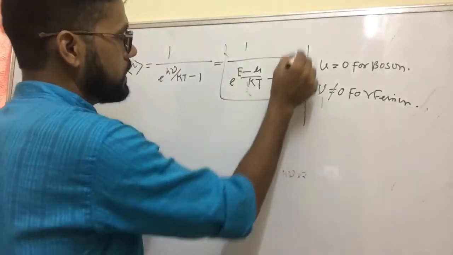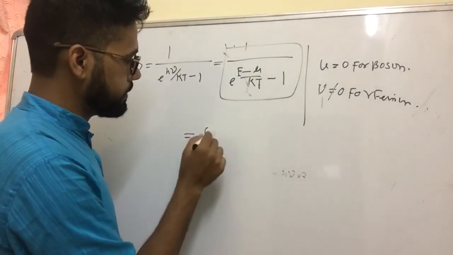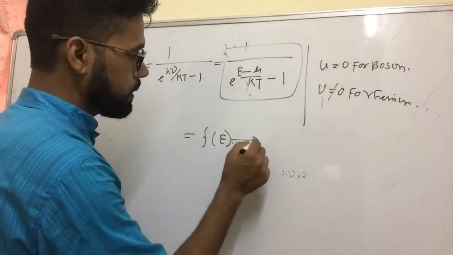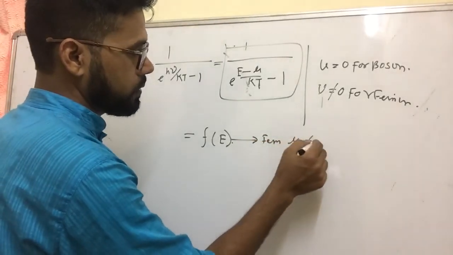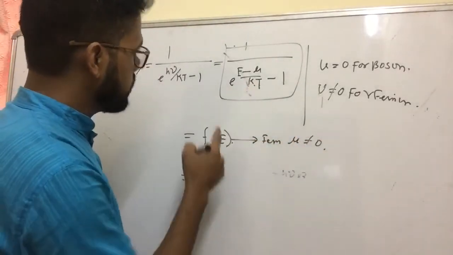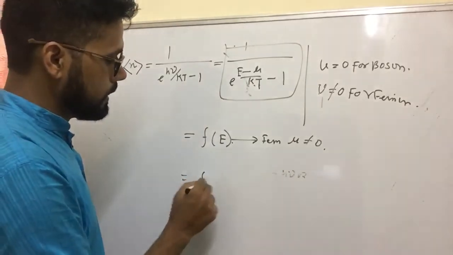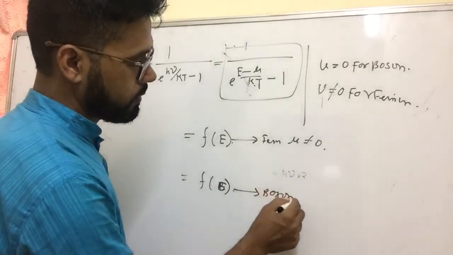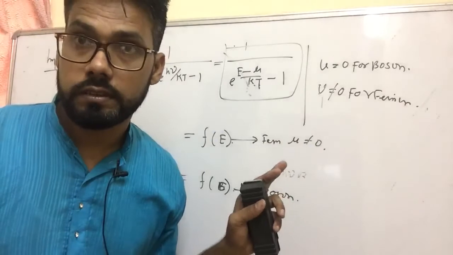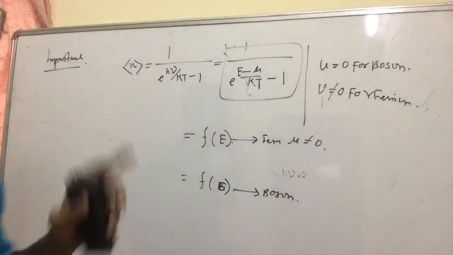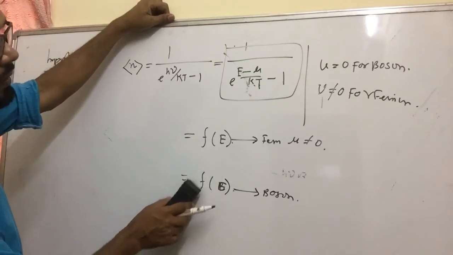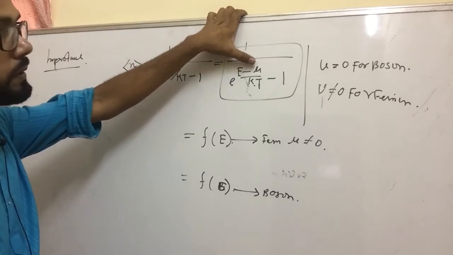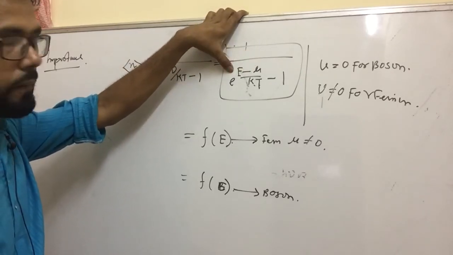So this function is the probability function we represent as F, if it is fermion. If it is boson, then mu equal to 0, and this equation becomes the Bose-Einstein function. This is known as a probability function. So average number means probability function. This is the Fermi function. Remember this Fermi function if mu is not equal to 0; if mu equal to 0, this is known as boson. Remember.